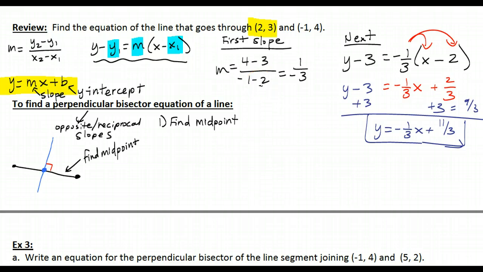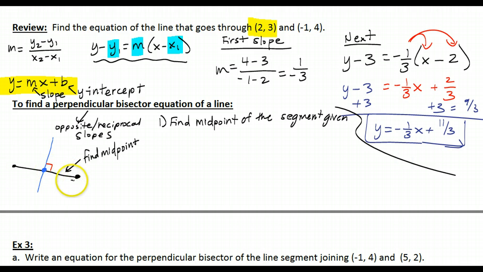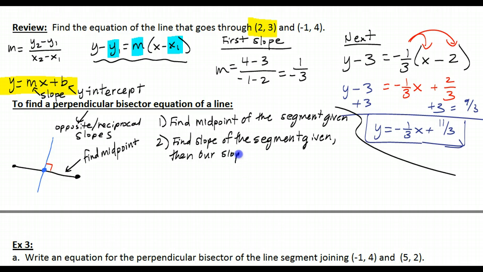Okay, so I'm going to find the midpoint of the segment that's given. So that right there in black represents a segment that they gave us. They'll always give you that. So I'm going to find the middle of that. And then I'm going to find our slope. And let me say this, if I find the slope of the segment given, then our slope is perpendicular, so our slope is going to be the opposite reciprocal of that slope.